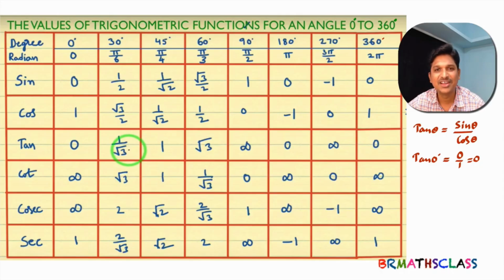You will get it. Okay. Tan 45 degrees is sine 45 degrees divided by cos 45 degrees. See, this root 2 will get cancelled. 1 by 1 is 1 only. Correct or not? So, tan 45 degrees value is 1.